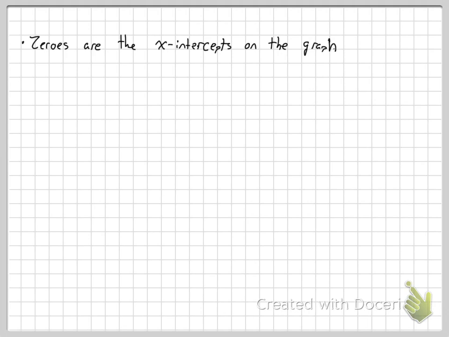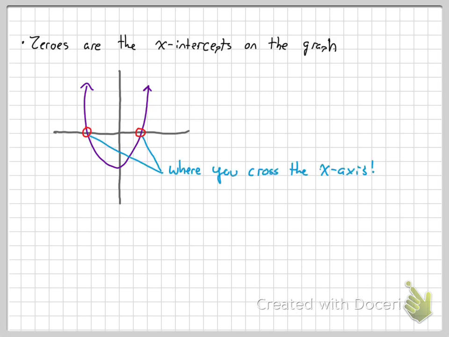Last key feature of a quadratic graph are going to be the zeros, which we also call x-intercepts. So again, the zeros are the x-intercepts on the graph, or where you're crossing the x-axis. And since they're a U shape, a lot of times you'll have 2 x-intercepts or 2 zeros.